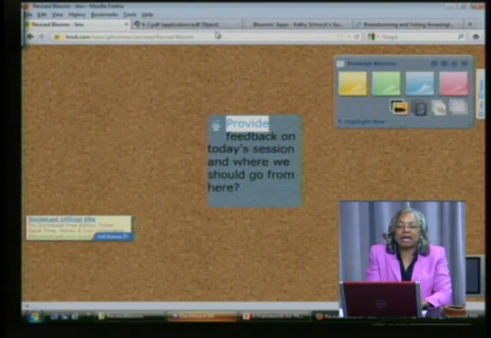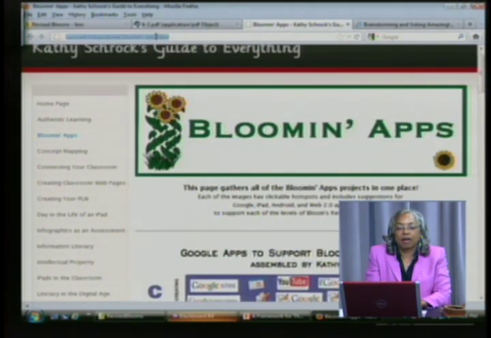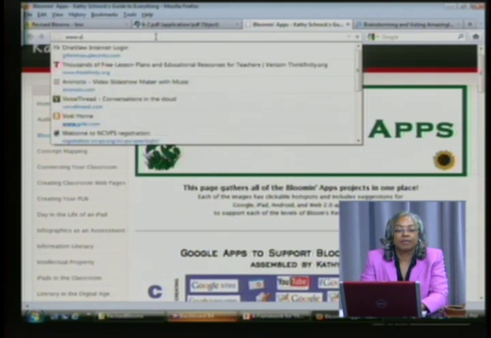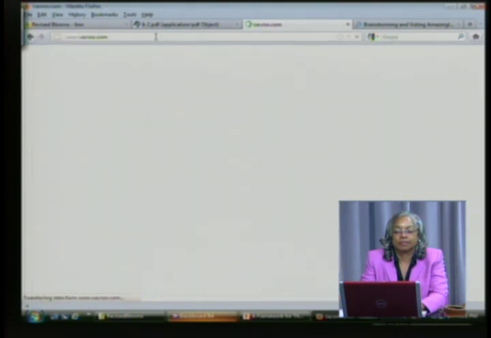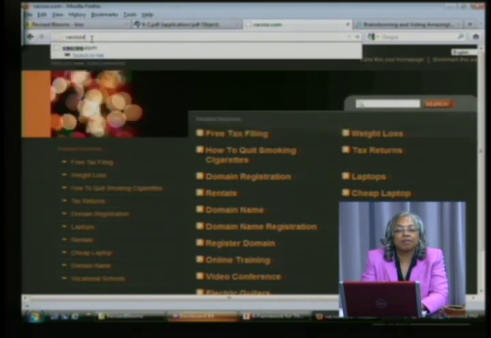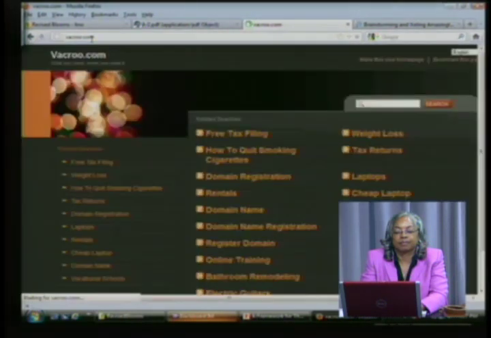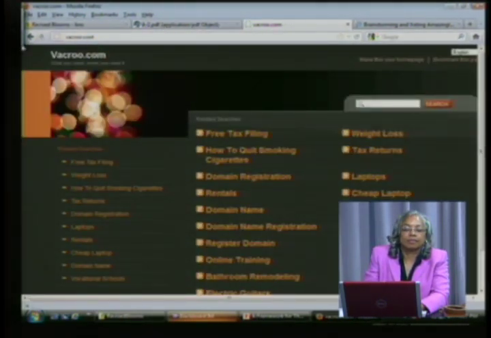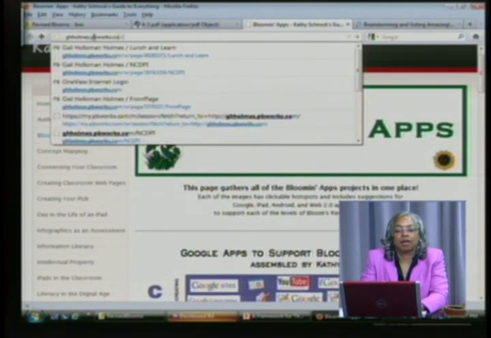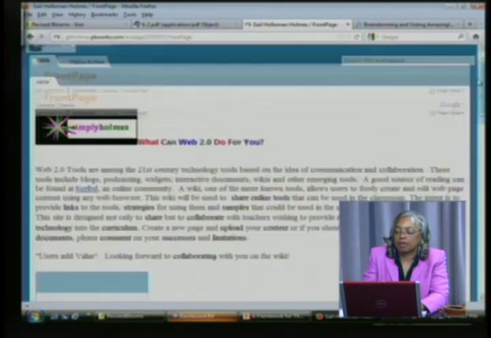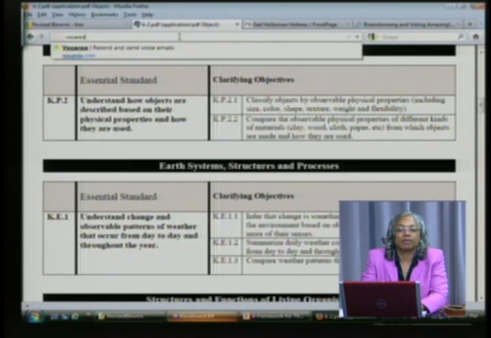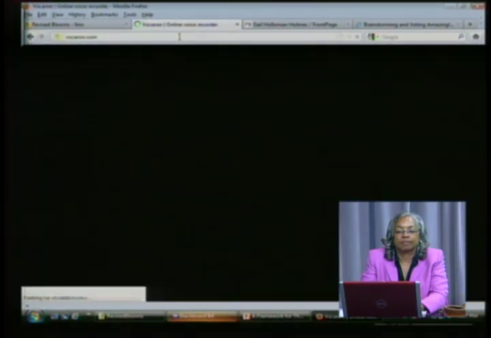One last tool I want to share with you, because I know my time is ending. It's Vocaroo. And that is wrong. V-O-C-A-R-O-O. Vocaroo.com. Search it on Google. I spelled it wrong. V-O-C-A-R-O-O. There it is.